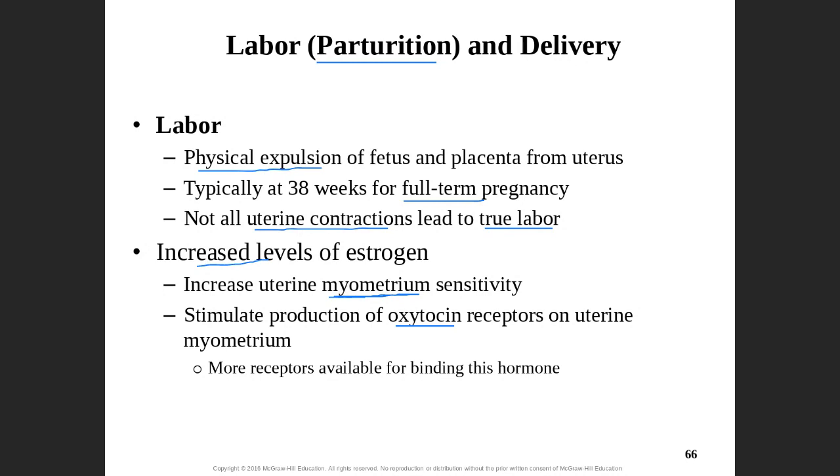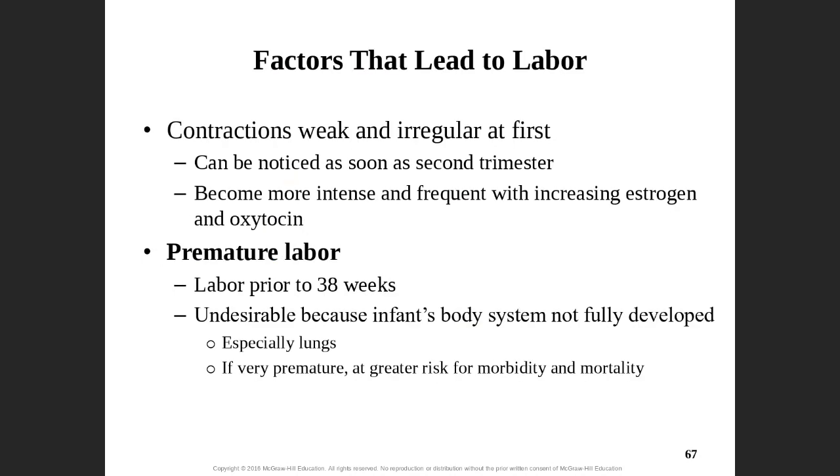So the oxytocin receptors there, when it's being produced into systemic blood flow, will allow for a much more effective binding of the oxytocin so we can get those contractions ready and prepare the uterus for the physical ejection of the fetus.